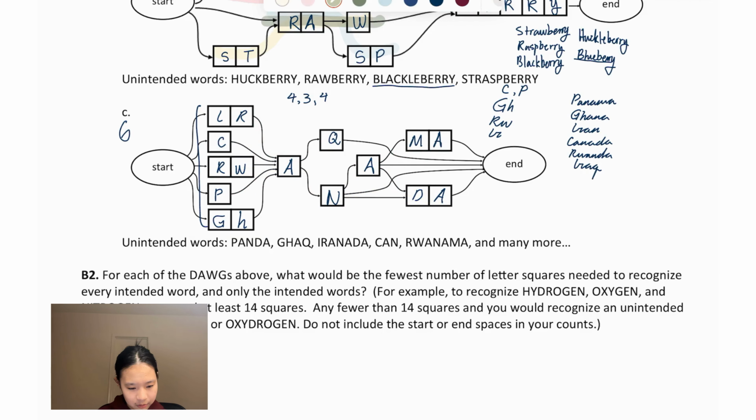Then for the unintended ones, we use Panda to fill this in. So that's here. We have DAWG, we have Iran, we have Can, we have Rwanda. So we covered all of the intended and unintended words for this DAWG.